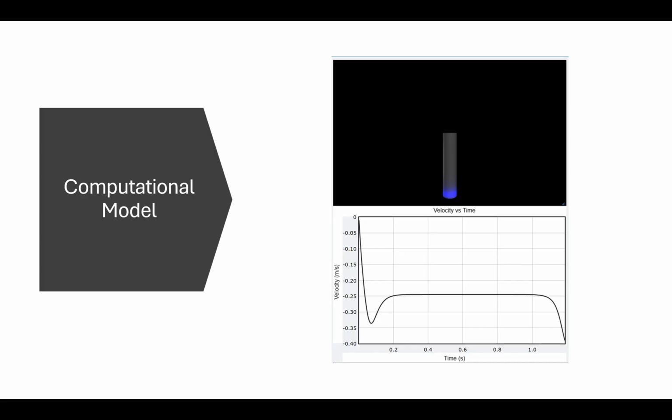For my computational model, as you can see, as the magnet was falling, the velocity was going into the negatives, and for some reason it did a little weird curve right there around 0.2, but then it hit a constant velocity, and then it dropped, and that's when the code ended, and that's when my magnet ended too.